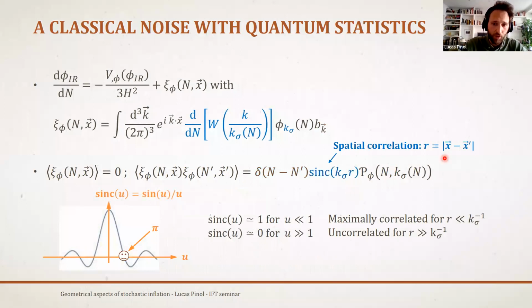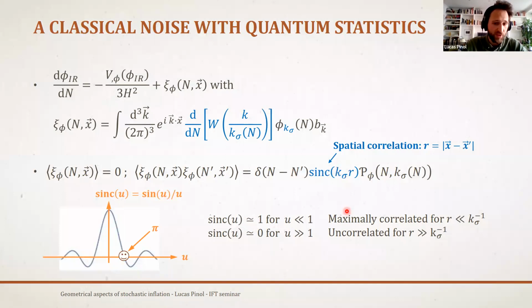Here, R is the physical distance between the 2 points, x and x prime. And this spatial correlation is cardinal sinus. Cardinal sinus, you know, is this function, which is basically 1 for very small value of the arguments, and basically 0 for large value of the argument. And here, very small and very large, again, is with respect always to this cutoff scale, k sigma.